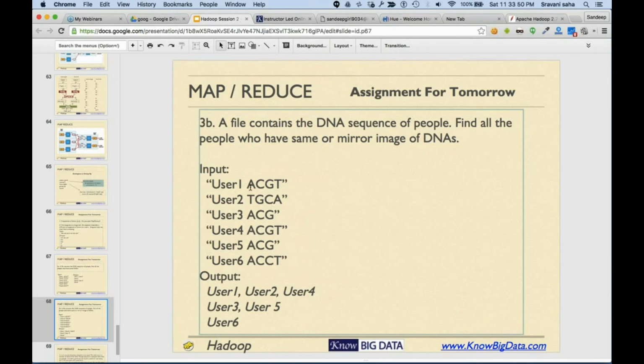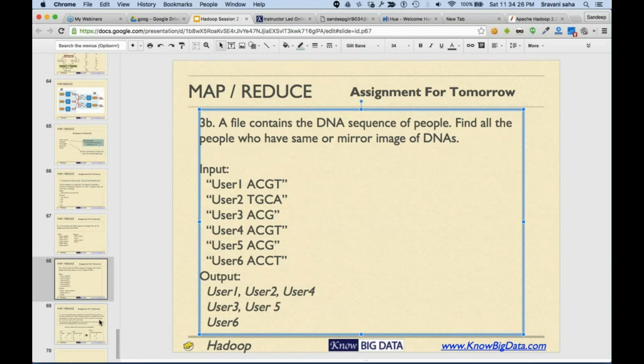For example, here, user 1, user 2, and user 4. User 1 and user 2 have exact mirror image, ACGT, TGCA. You see, it's just the reverse of user 1. User 1 and user 4 have identical DNA. Therefore, user 1, user 2, and user 4 belong to the same family. You have to bring these users together. Some scientists came up with this research, so please bring the DNA together. All right? So you have to do that.